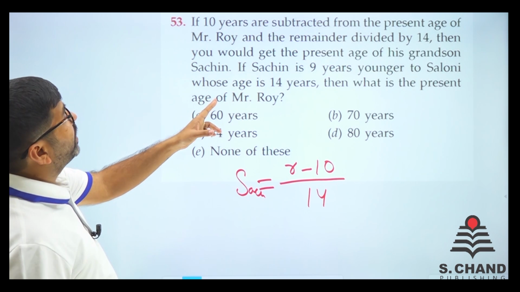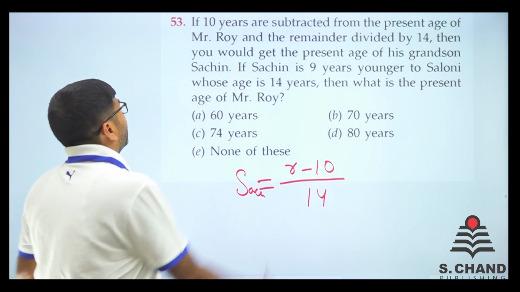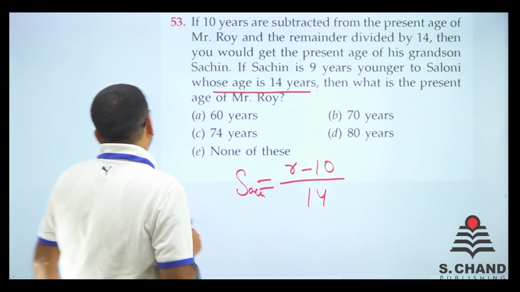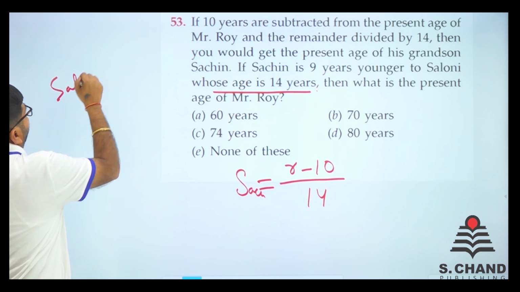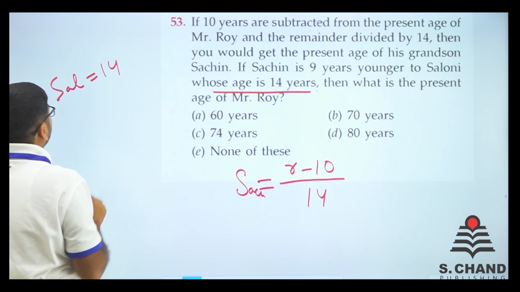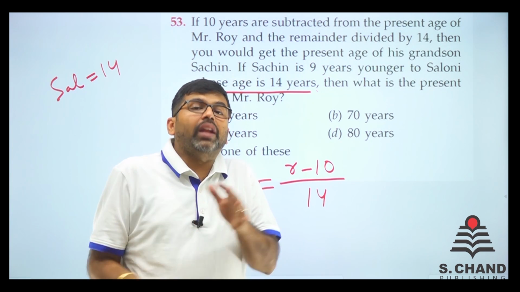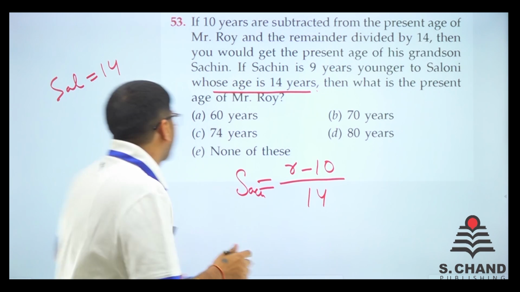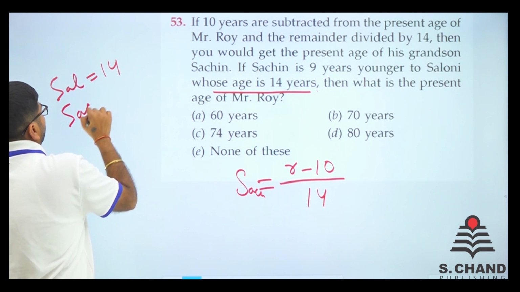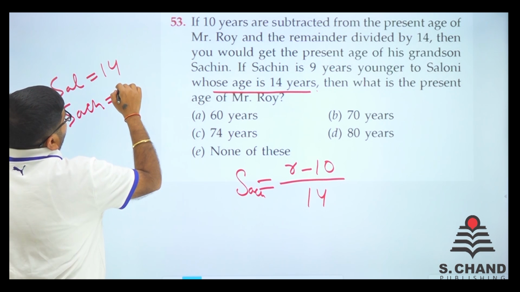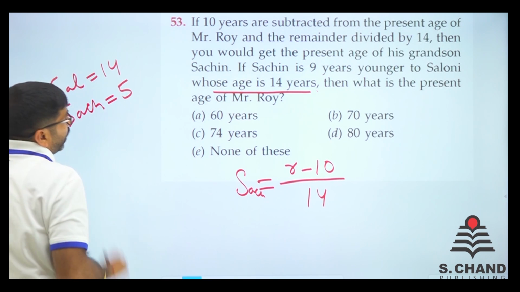Now what exactly? If Sachin is 9 years younger to Saloni and Saloni's age is 14 years. So Saloni is 14 years. Sachin is 9 years younger. So if Saloni is 14, 14 minus 9. So Sachin is what? Sachin is 14 minus 9, 5.